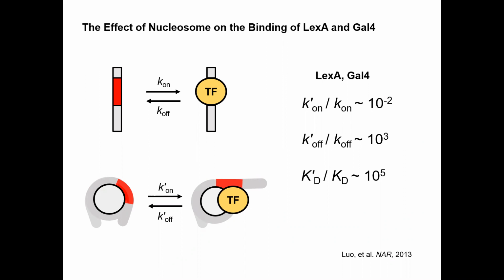If they compare the on rate, the binding rate, on nucleosome versus on naked DNA, they find that on nucleosome the on rate is lowered by 2 orders of magnitude. That is not surprising, right? Because now the binding site is embedded, and it takes longer for the protein to find it. What was a little bit surprising is that the K off is increased by 3 orders of magnitude. That means not only does the factor have a hard time binding, once it binds, it gets kicked off much faster, okay? We don't fully understand how this happens, but there is an attractive model.